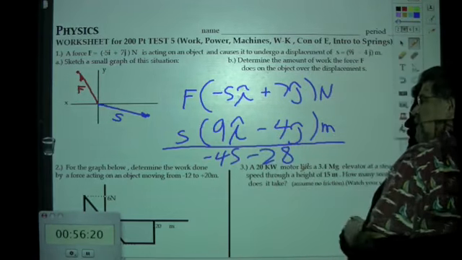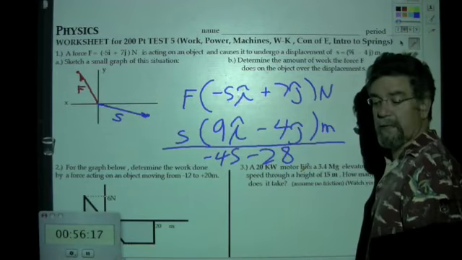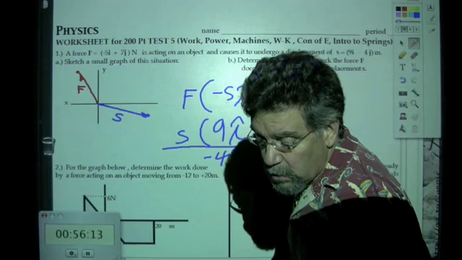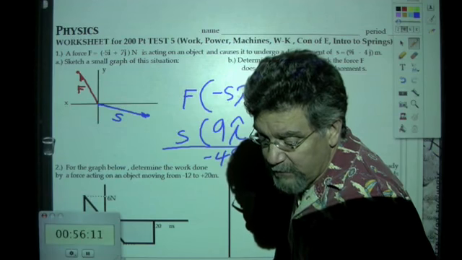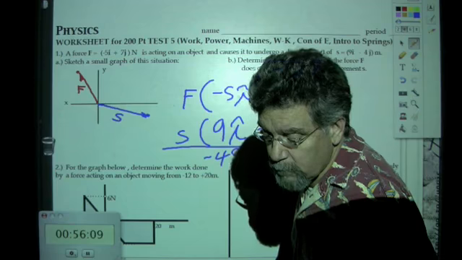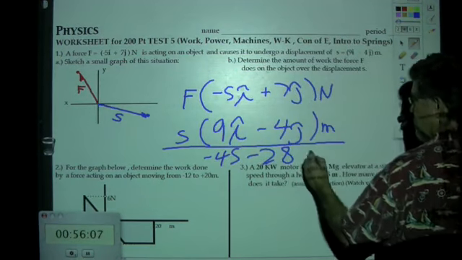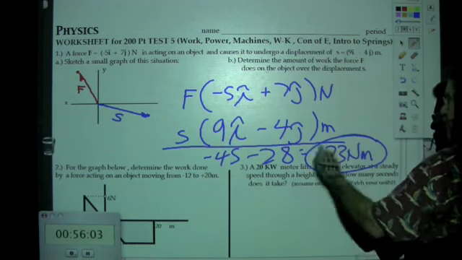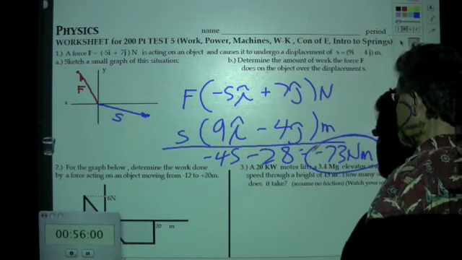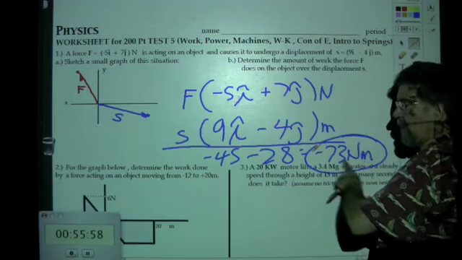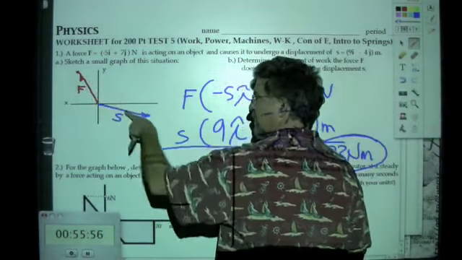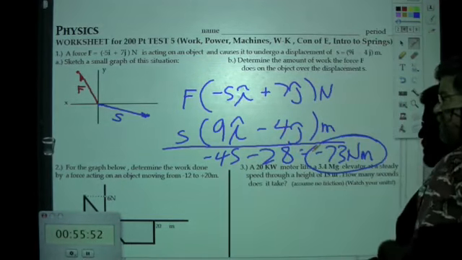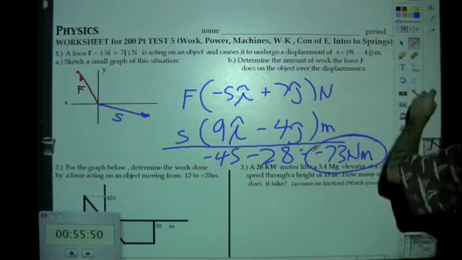I'm going to put those together. 60, that's going to put me at, yeah, it's negative 73, right? That should equal negative 73 newton meters. If I can add right, yeah, negative 73 newton meters. And that's what I thought. I thought it'd be a negative work because the force is opposing my change in direction, or my change in position. There we go. Get rid of that.